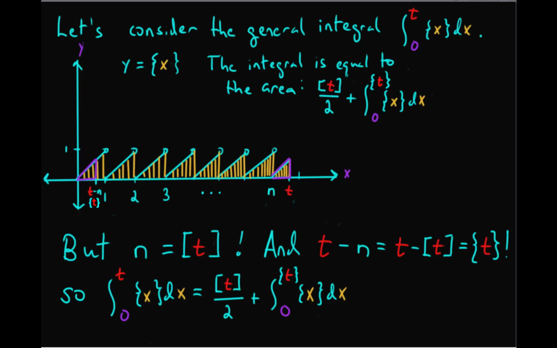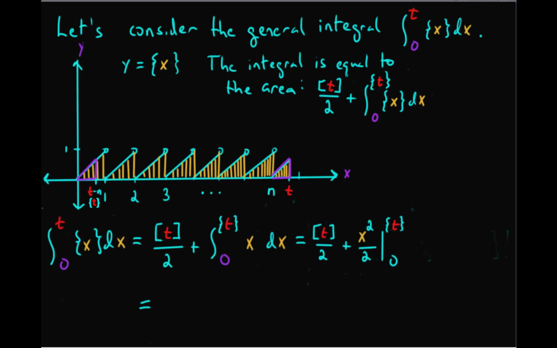But on the interval from 0 to 1, the fractional part of x just equals x. So I can actually revise this integral to say that it equals the floor of t over 2 plus the integral from 0 to the fractional part of t of x dx. Well, that's an integral we know how to compute. So this entire integral is going to equal the floor of t over 2 plus x squared over 2, evaluated at the endpoints 0 and the fractional part of t. So this is going to equal floor of t over 2 plus the fractional part of t squared over 2 minus 0 squared over 2.